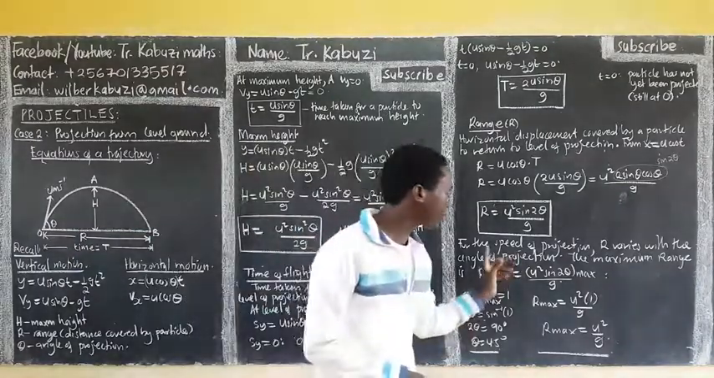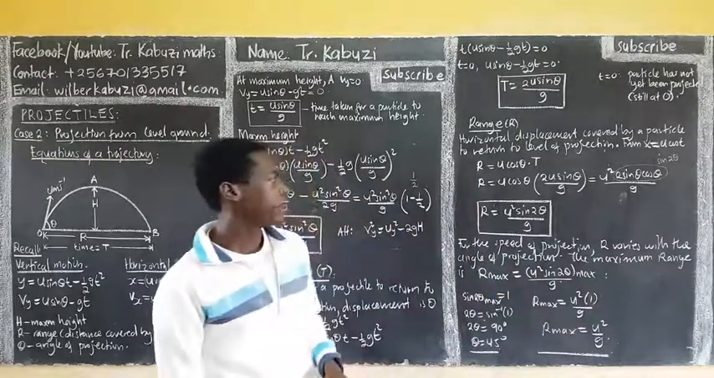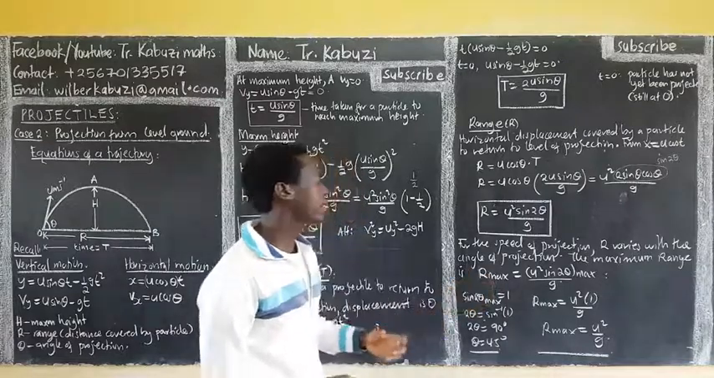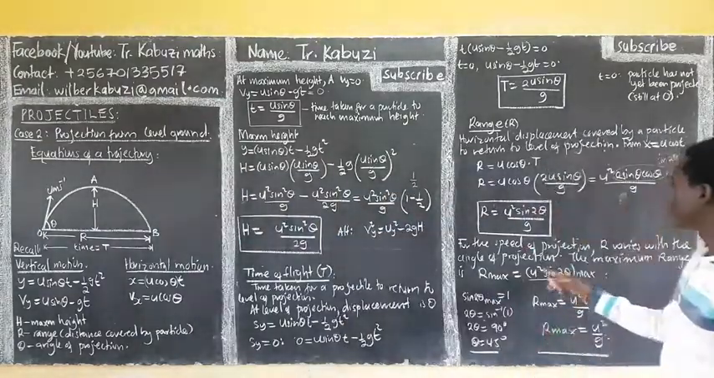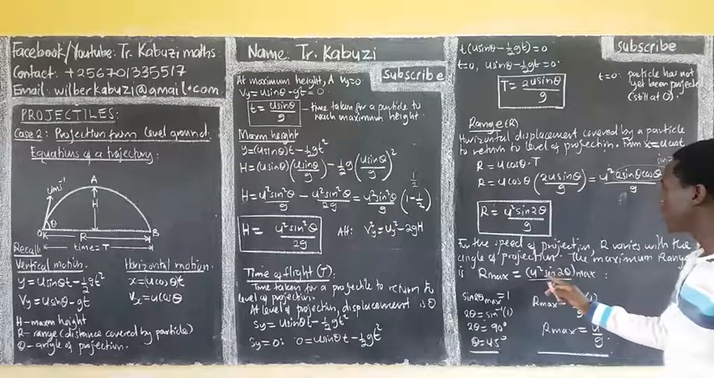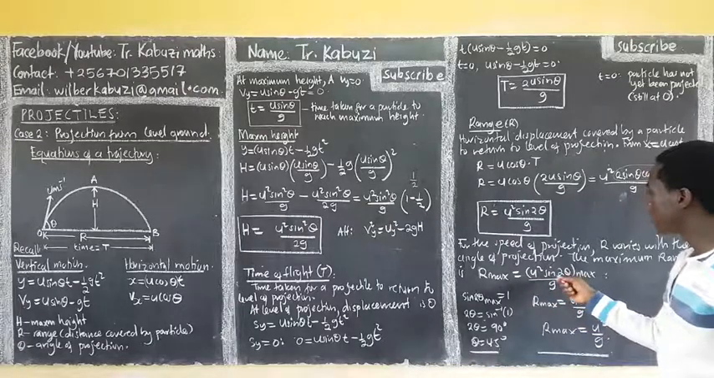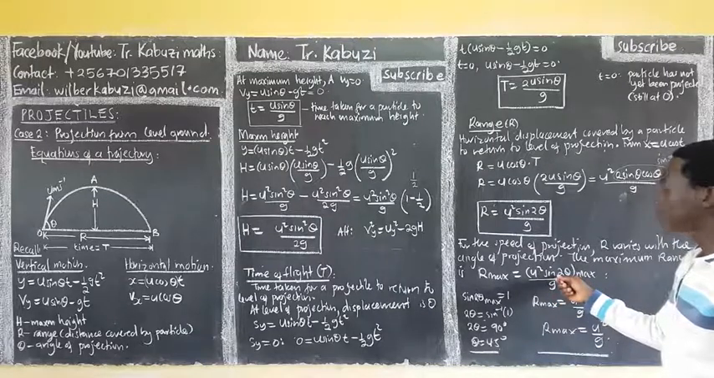Now, for a given speed of projection, R varies with the angle of projection. When we want the maximum range, we need to get the maximum of this, because the angle is varying. It varies with the angle of projection, while these others are constants. So this one is going to be the maximum.